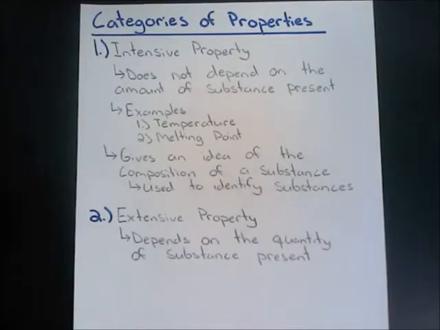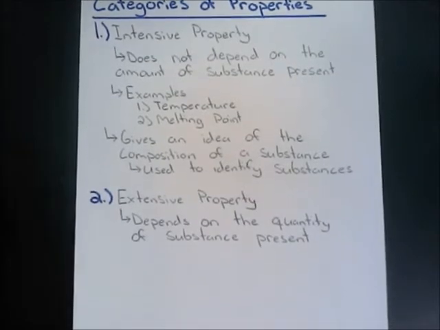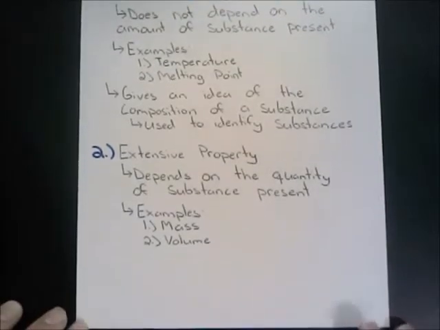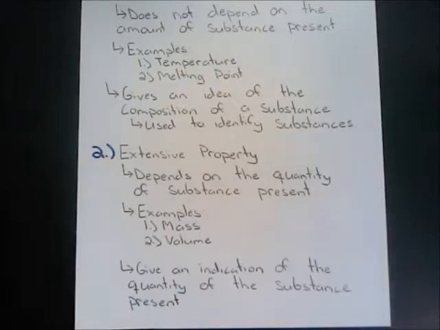And some examples of extensive properties include things such as mass or volume. And so the whole purpose behind an extensive property is to give an identification of the quantity of substance present. So again, just to recap this, an intensive property does not depend on how much we have of that substance, but an extensive property does depend on how much we actually have of that substance.